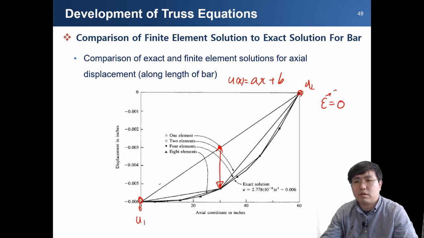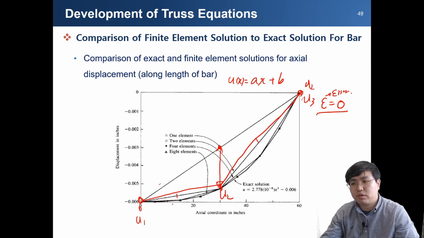This is an error. To reduce this kind of error, the simplest way is to use one more element. This is U2, and at that point, this becomes U3. U1, U2, and U3 have 0 errors. However, between the two node points, they have a simple linear interpolation relationship. They have some error. However, this time those errors are reduced compared to the single element case.